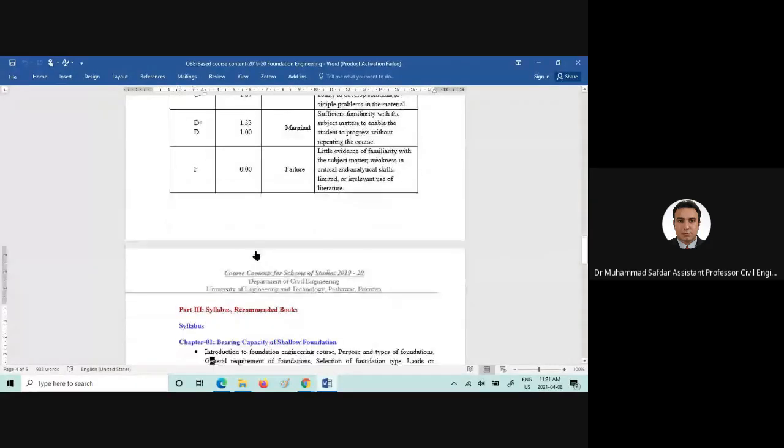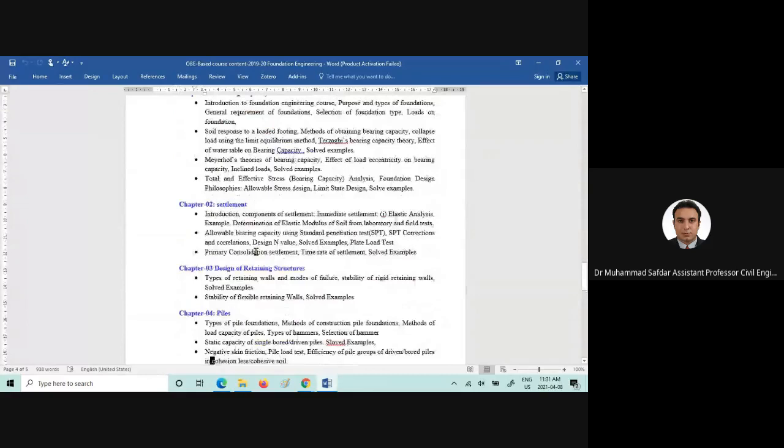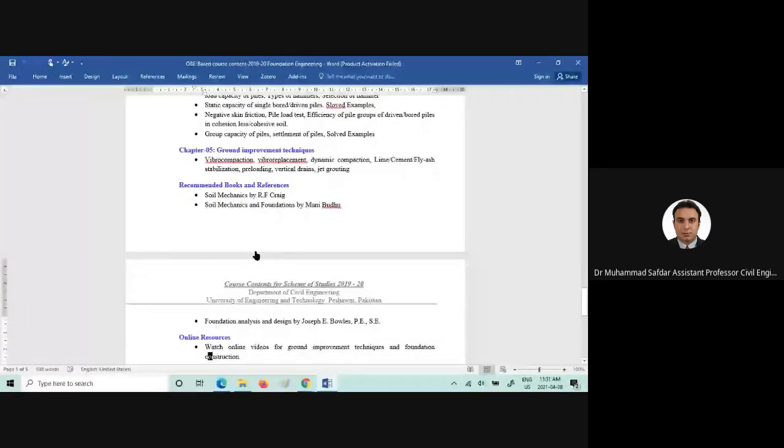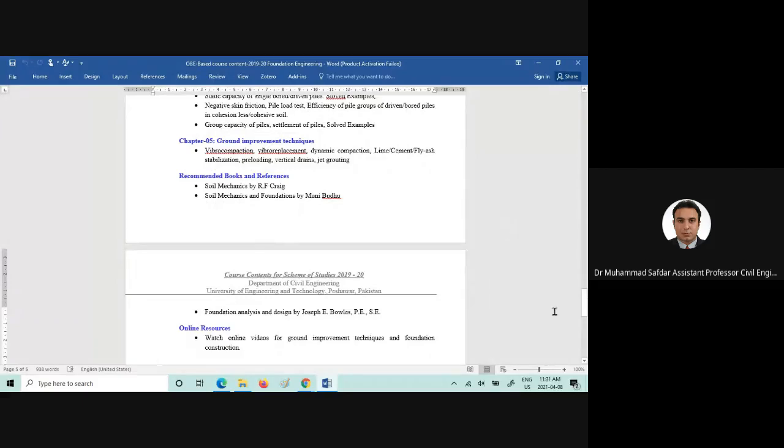Now, recommended books. These course outlines are already shared with you using Google Classroom, so you can download that if you want. Soil Mechanics by R.F. Craig, Soil Mechanics and Foundations by Budhu, and Foundation Analysis and Design by Joseph Bowles will be our textbooks, the course books which we will refer to in this course. Lots of resources on the internet are available. You can watch those videos, you can download the literature, so it's highly recommended for the shallow and deep foundations. So that is the course outline.